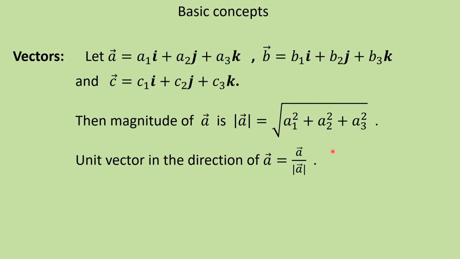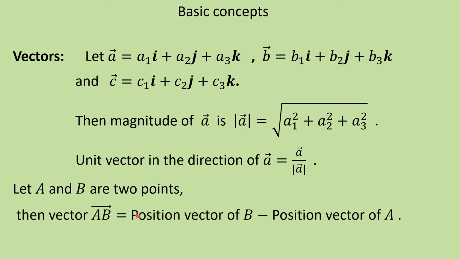Now the unit vector in the direction of vector A, that is A cap, is vector A divided by the magnitude of vector A. If two points A and B are given, how do we write vector AB? The vector AB is the position vector of B minus the position vector of A.